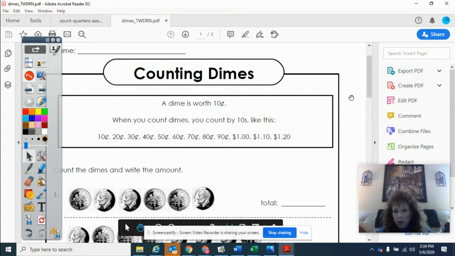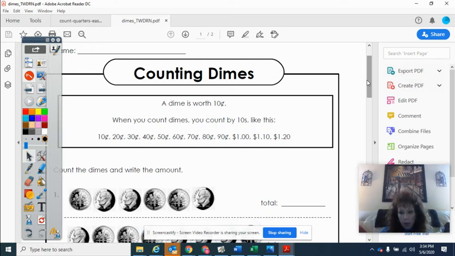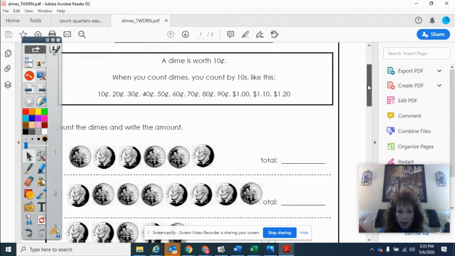I was just recording a little video so we could go over some counting money. What we're going to be counting today is just dimes and quarters. So we're going to start with counting dimes, and I'm going to do a couple as an example, and then I'll let you finish the rest working independently.